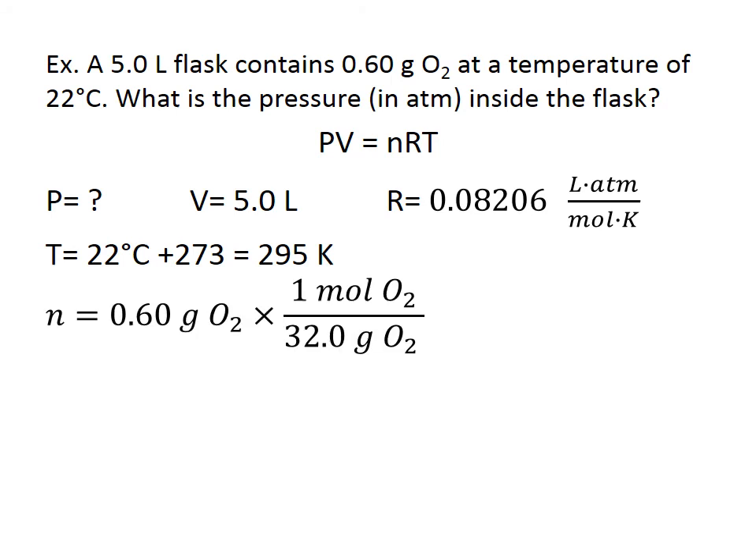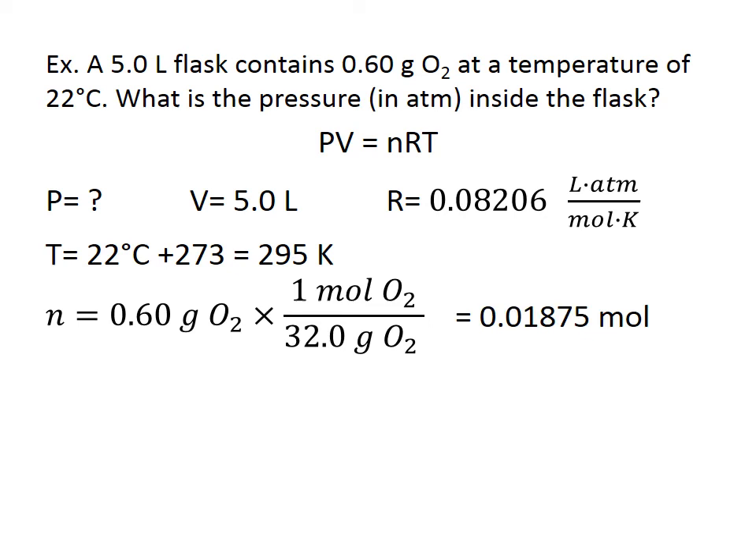But we need to find the number of moles. We're given grams of oxygen, not moles of oxygen. So we need to convert our grams of oxygen to moles of oxygen. So that's 0.60 divided by our 32 grams per mole. So that gives us 0.01875 moles.